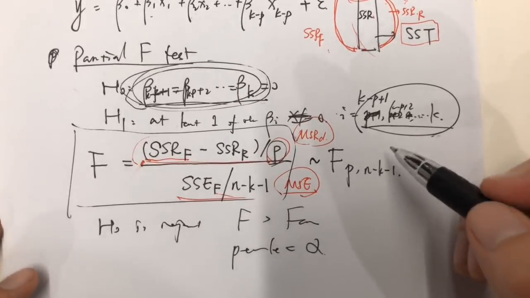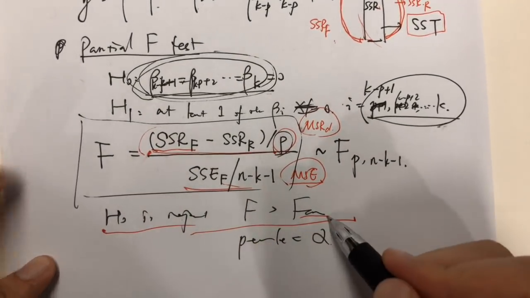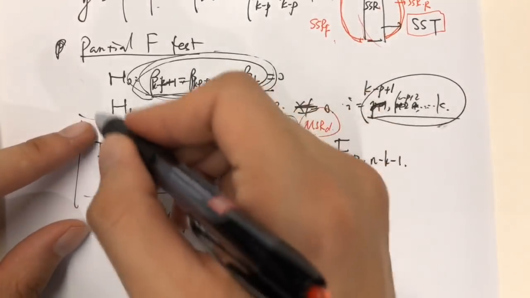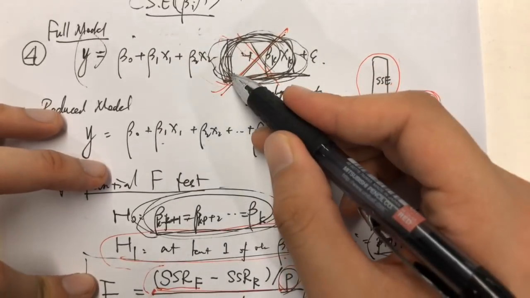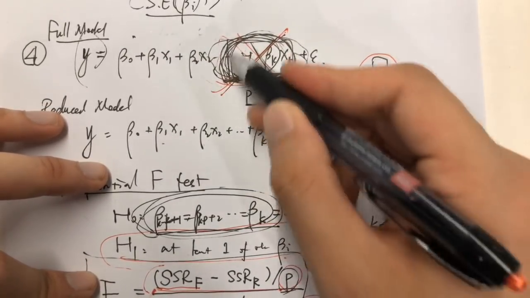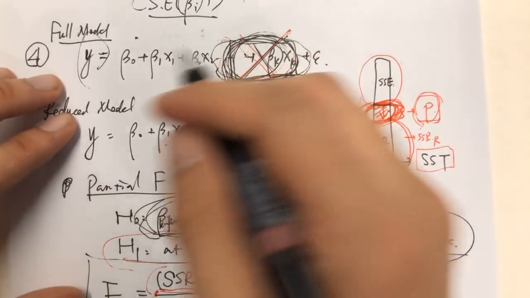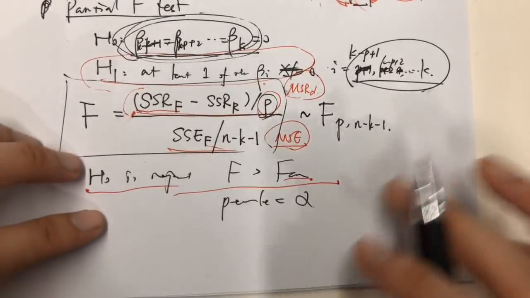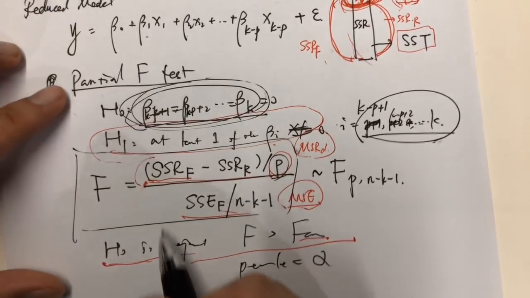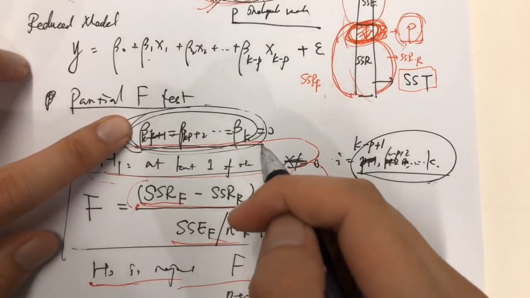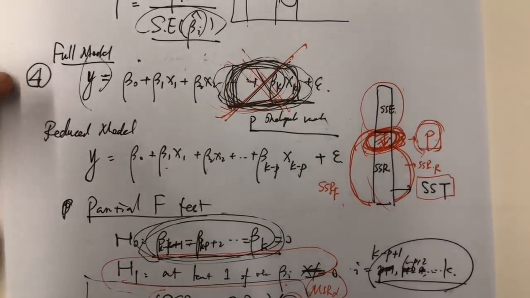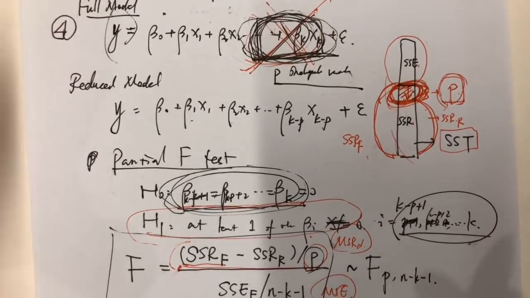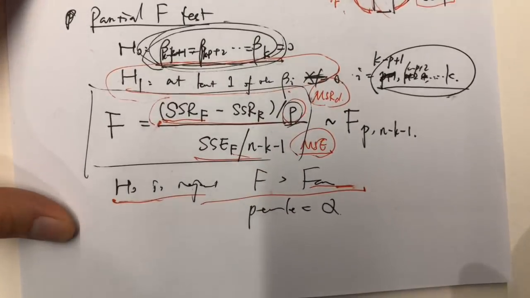Okay, so if the null hypothesis is rejected, this means at least one of the beta i is not equal to 0. This means this kind of reduction is not valid because they have high explanatory power in the variation of y, okay? But if H0 is not rejected, everything is 0. This means it's okay to remove all those independent variables from our model. So that's all about the partial F test, okay? The partial F test.